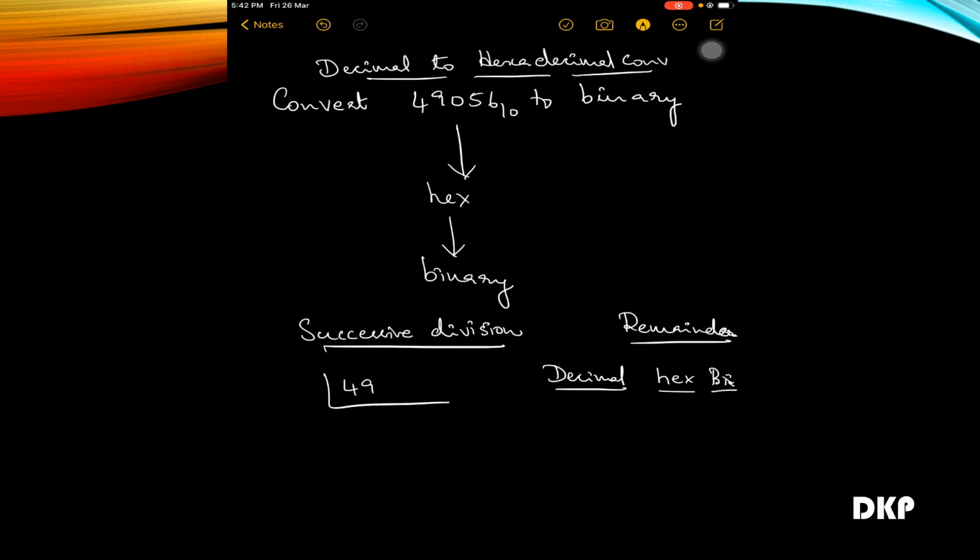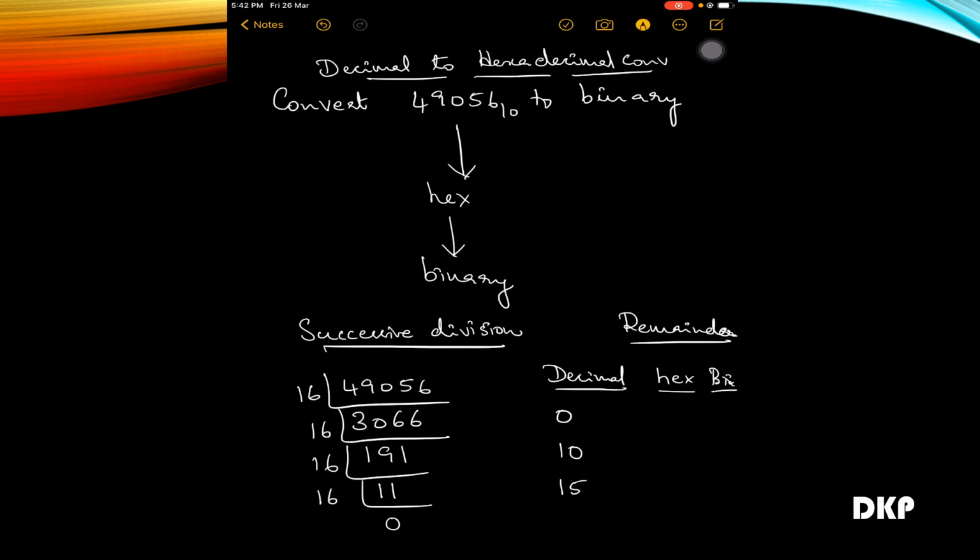So first you have to divide 49056 with 16. How many times is this divisible? 3066 times, and the remainder will be 0, because 16 into 3066 will give you 49056. Again, divide with 16. It is 191 times divisible, and the remainder will be 10. Again, divide with 16. It is 11 times divisible with a remainder of 15. Again, divide with 16. The quotient is 0 with a remainder of 11.